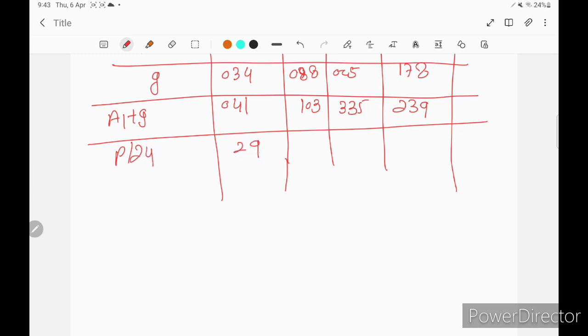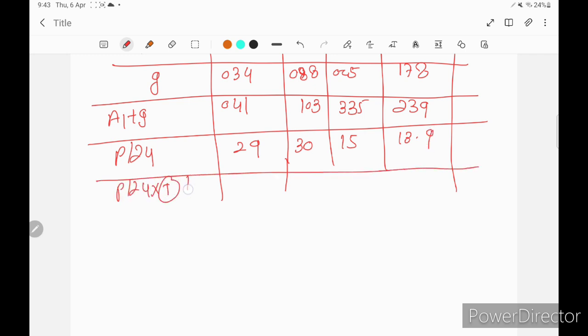So the value is the fixed 29, 30, 15, 13.9. Now P divide by 24 into T. So our T is 1200 hours. So 29 into 12, so 348, 360, 180, 166.8.